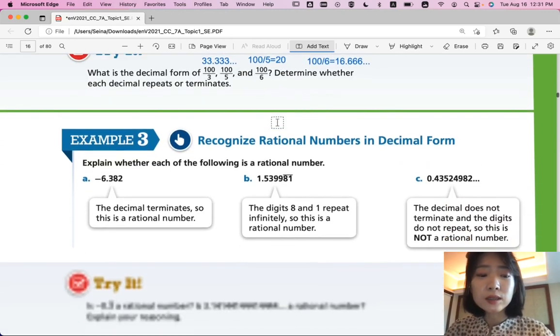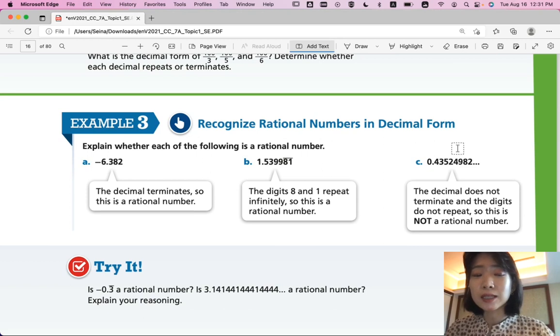Okay, let's look at example 3. Recognize rational numbers in decimal form. Explain whether each of the following is a rational number. Negative 6.382. This decimal terminates. It doesn't have a dot, dot, dot, or a bar that says it's repeating. So this is a rational number. Okay, let's look at part B. 1.539981. The digits 8 and 1 repeat infinitely. But this could also be written as a fraction. So it's a rational number.